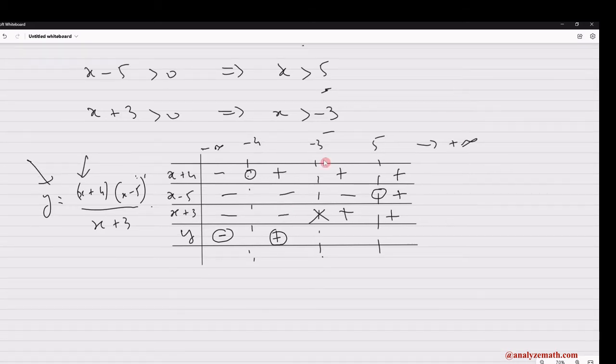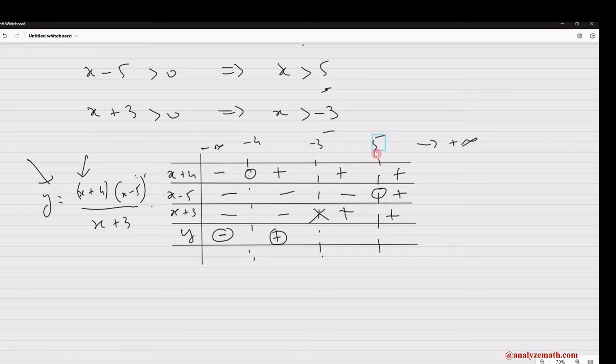Okay, now we go to the interval minus 3 to 5, and the same thing. x plus 4, it's positive. Multiply by x minus 5. x minus 5 here is negative, and then divide by x plus 3. x plus 3 here, it's positive. Now the rule of signs, minus, plus, and this will be minus. I go here and I put minus.